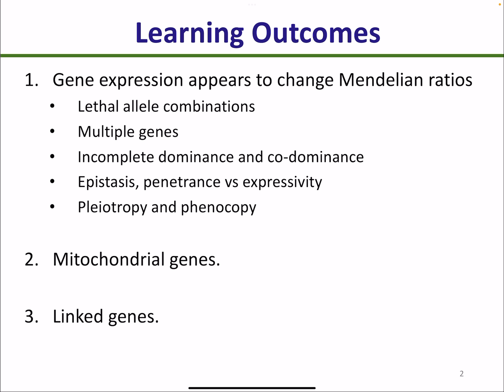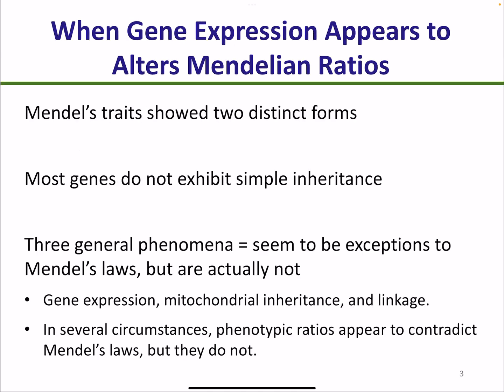And then we're going to address mitochondrial DNA as a way to affect inheritance. We're going to talk about mitochondrial genes, and also when genes appear on the same chromosome. So our first step is going to be when gene expression appears to alter Mendelian ratios. But in reality, even though they seem to affect Mendel's law, they truly do not, right?